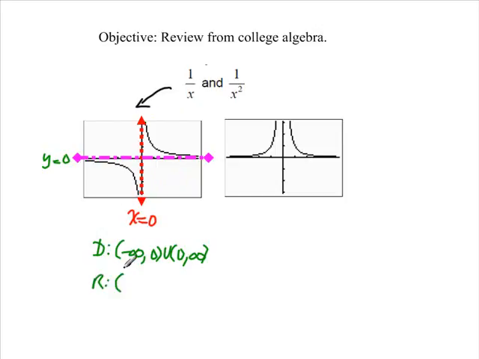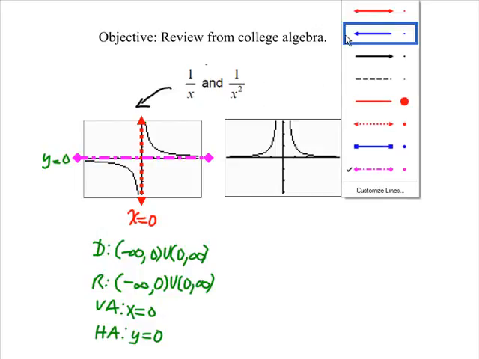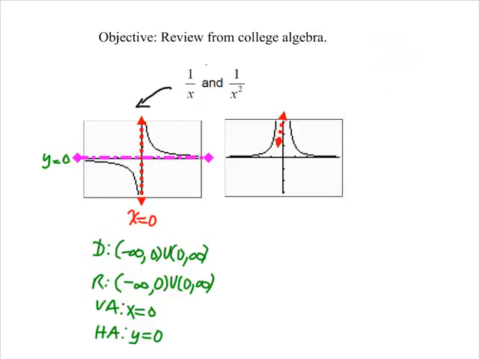Our range is basically the same thing, except we're talking about y values, so reading from bottom to up, it goes from negative infinity to 0 union 0 to infinity. So again, we had a vertical asymptote at x equals 0 and a horizontal asymptote at y equals 0. Now the graph of 1 over x squared also had vertical and horizontal asymptotes. Our vertical asymptote was again at x equals 0, and our horizontal asymptote was at y equals 0.